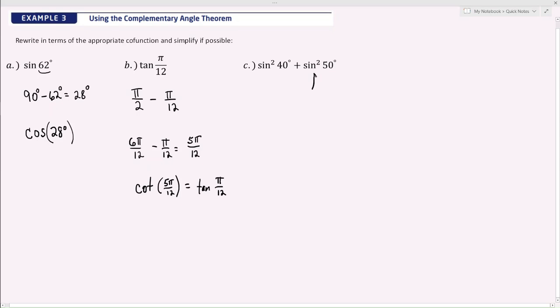Okay, this next one, I'm just going to look at this. The complement of 50 degrees is 40 degrees, right? So I'm going to take the sine squared of 40 degrees and add to it, instead of another sine, the cosine squared of the complement of 50 degrees, which is 40 degrees. And since I've got the same angle, we're looking at the Pythagorean identity, where that equals 1. So this just simplifies to 1, which we can see if we substitute the co-function with its complementary angle from sine to cosine.